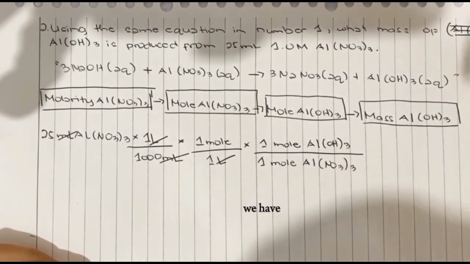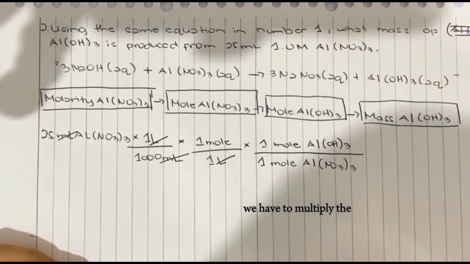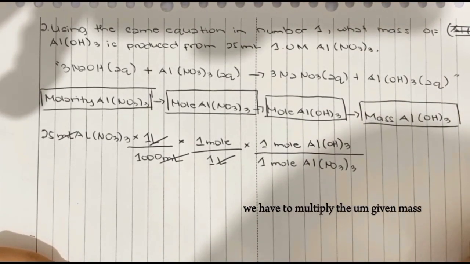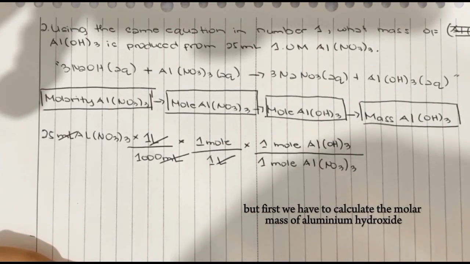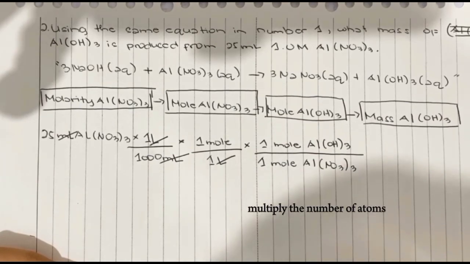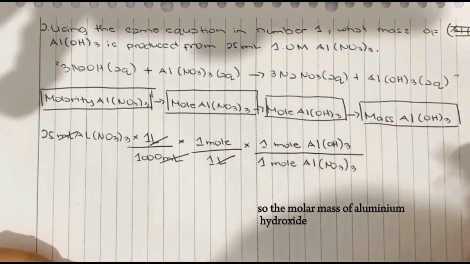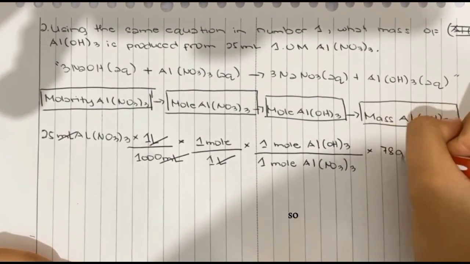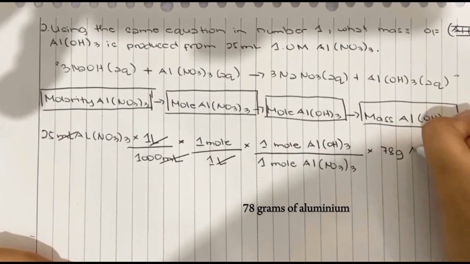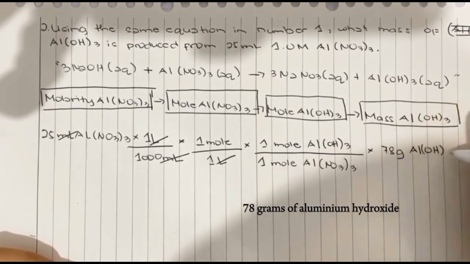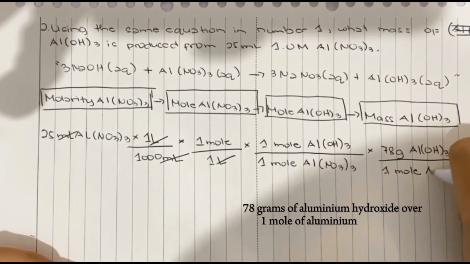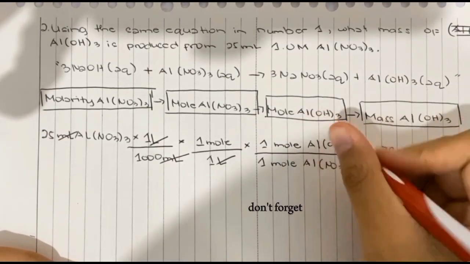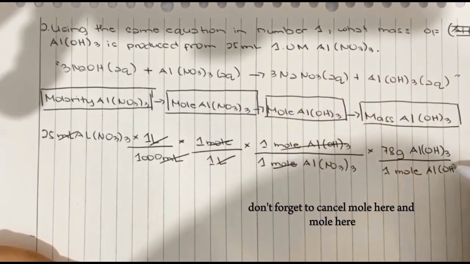And lastly, we have to multiply the given mass of aluminum hydroxide. But first, we have to calculate the molar mass of aluminum hydroxide. To determine the molar mass, multiply the number of atoms in the elements by their atomic weight and add up the weights. So the molar mass of aluminum hydroxide is equal to 78 grams. So let's write it here. 78 grams of aluminum hydroxide over 1 mole of aluminum hydroxide. Don't forget to cancel mole here and mole here.